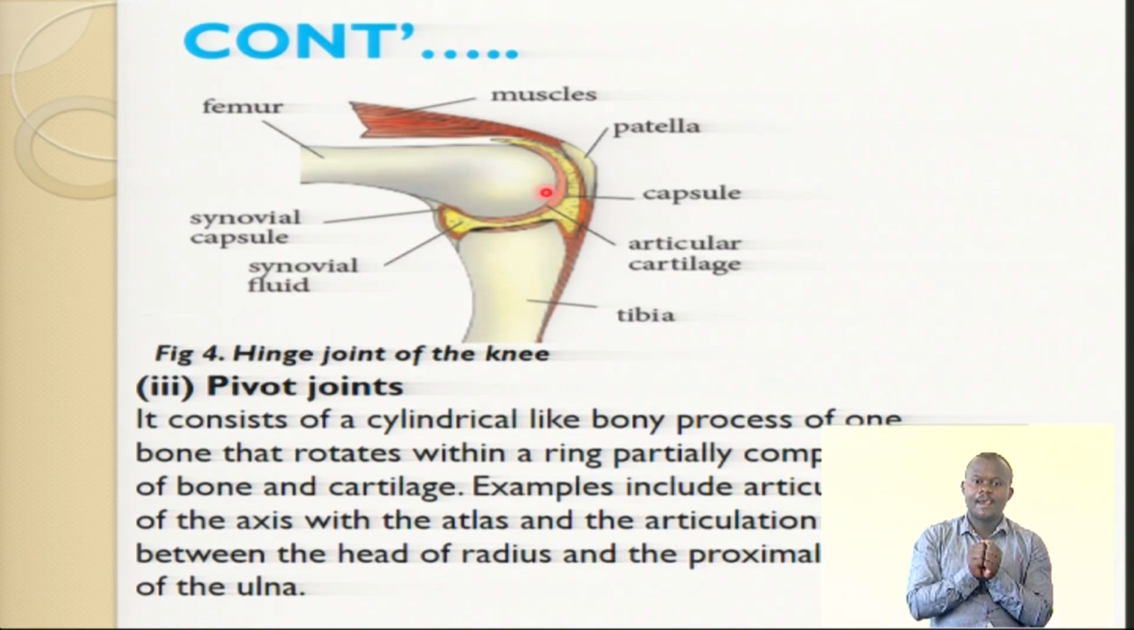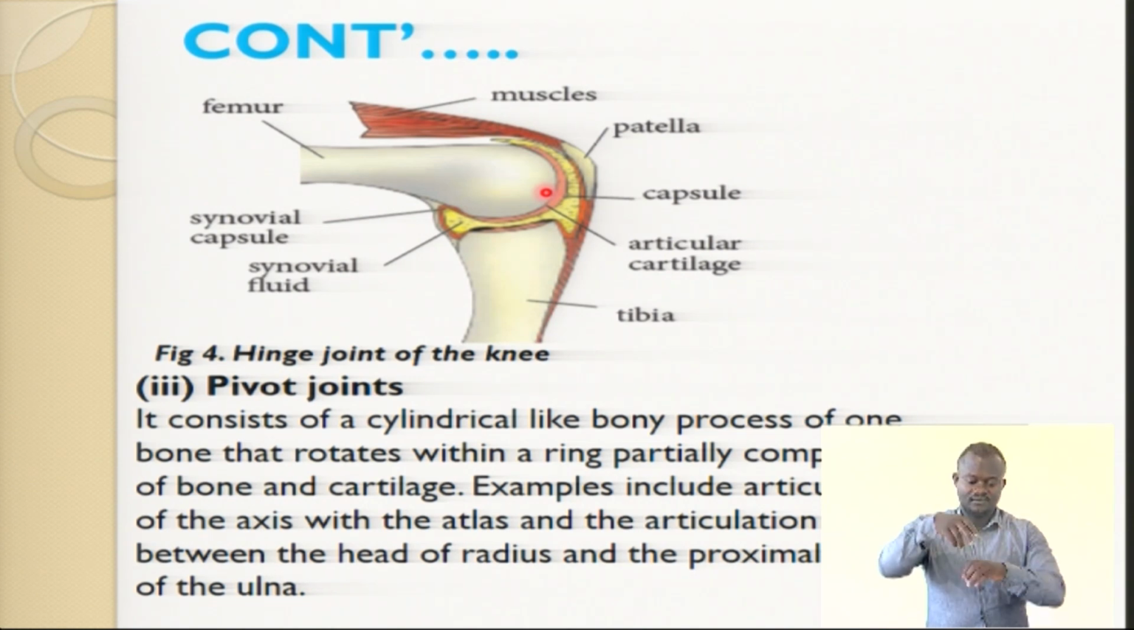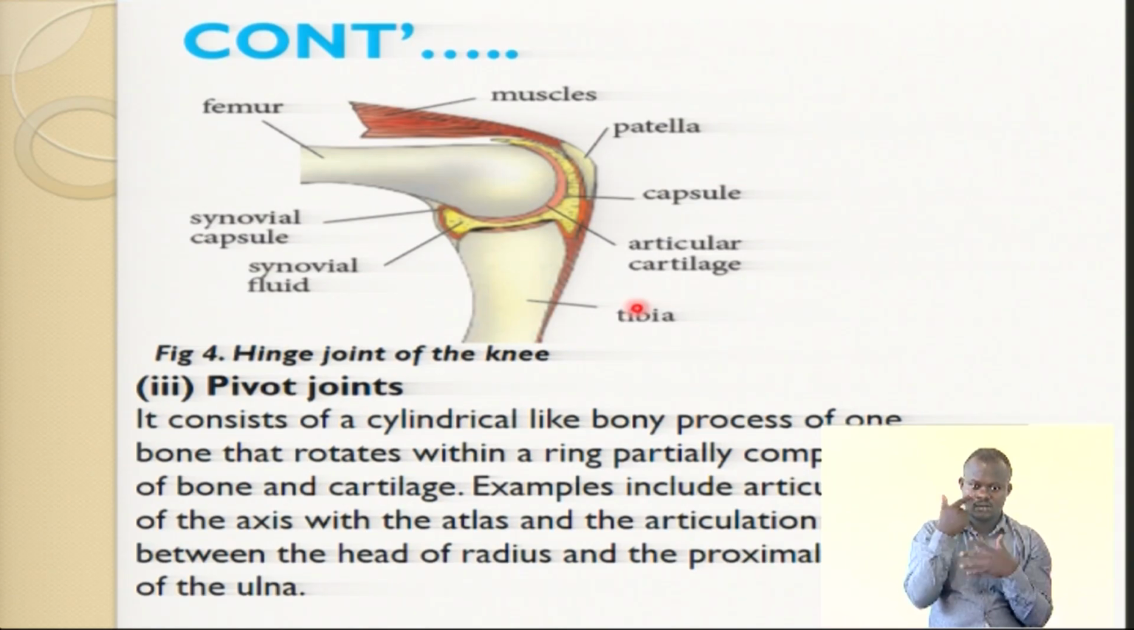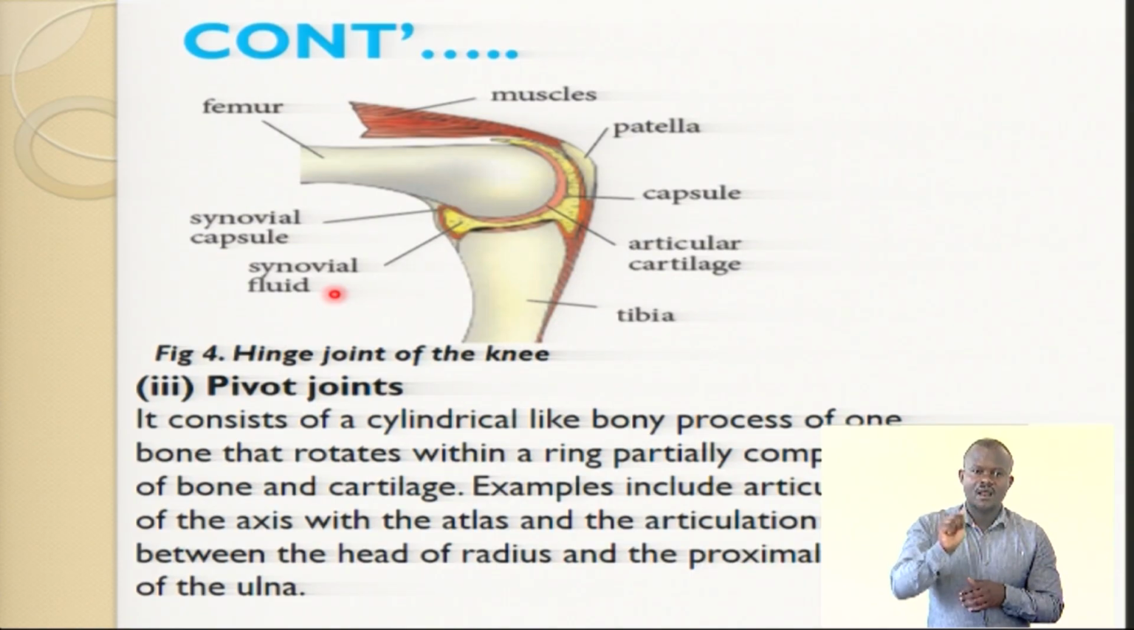A hinge joint of the knee. We have this joint, we have this bone, which is called the femur. We have this, which is called the tibia. Between them, we have what you call synovial fluid, and also what you call synovial capsules. We have the patella. See, these are the parts that make up the hinge joint.